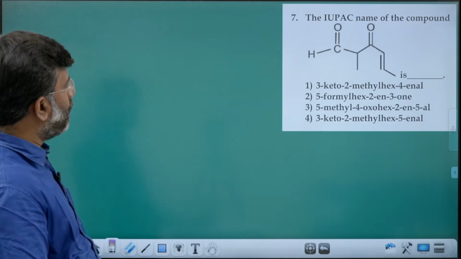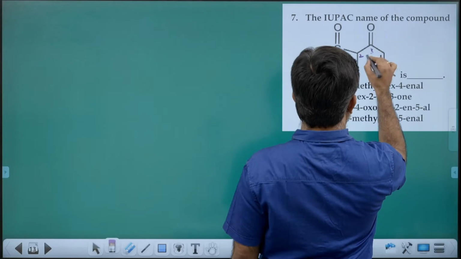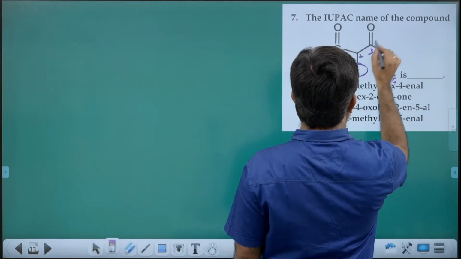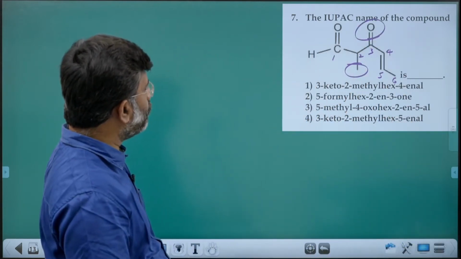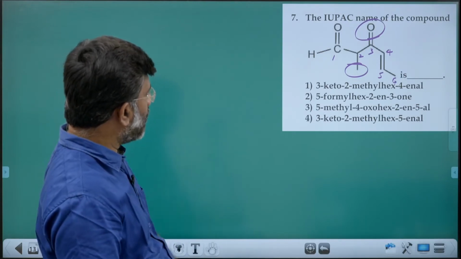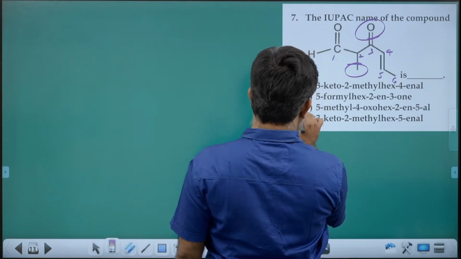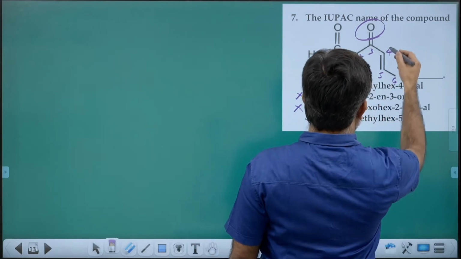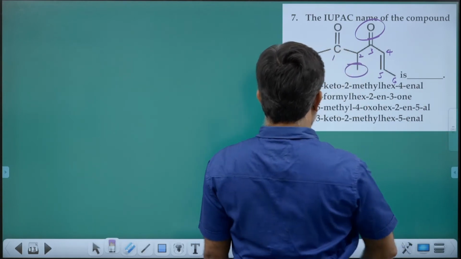IUPAC name of the compound is, you are starting from here: 1, 2, 3, 4, 5, 6. So it is 2-methyl 3-oxo. It can be 3-oxo or 3-keto. There is no 2-methyl starting, so it can be 3-keto. 3-keto is there, so this is out. 3-keto, 2-methyl, hex, 4-enol. 5-enol is wrong. Answer is first choice.